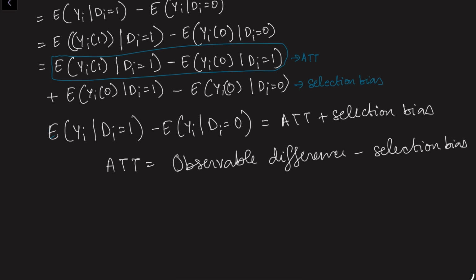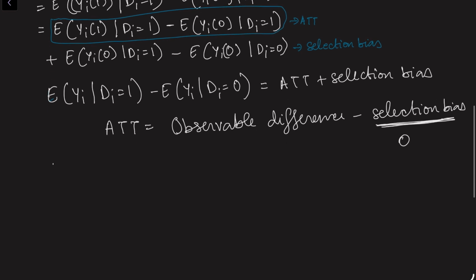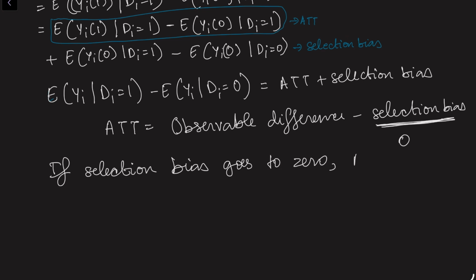Now, how will we find ATT? We have to justify and make selection bias equal to 0. If selection bias goes to 0, ATT becomes observable. Now, the neat thing about a randomized control trial and other techniques is that they are trying to make selection bias equal to 0.